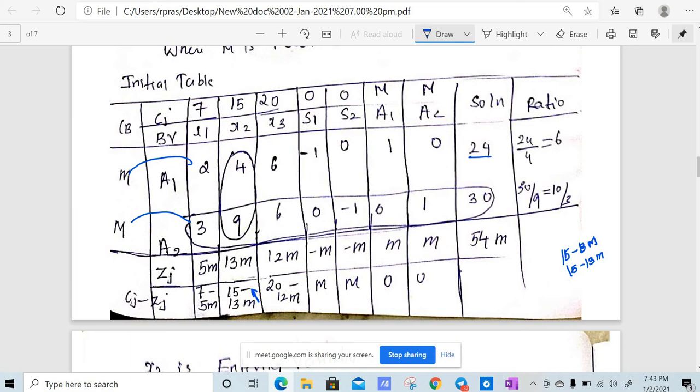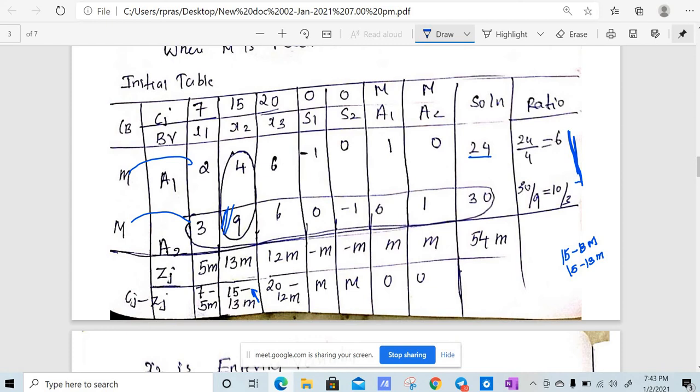So what is the least positive value? This is the least positive value. So here you should always take the least positive value. If the problem is a minimization problem, you need to choose the most negative value. If the problem is a maximization problem, you need to choose the maximum value here. Now what is the least value? This is the least value, so this is our key element.